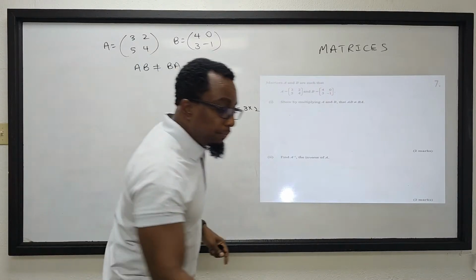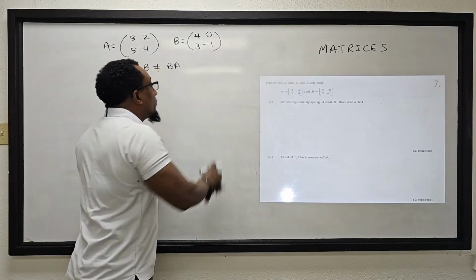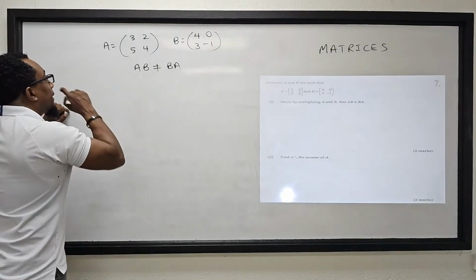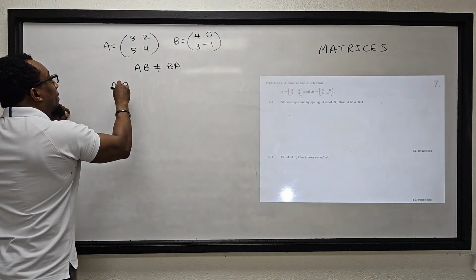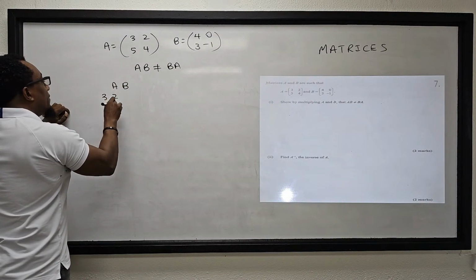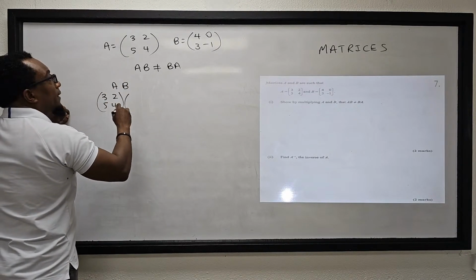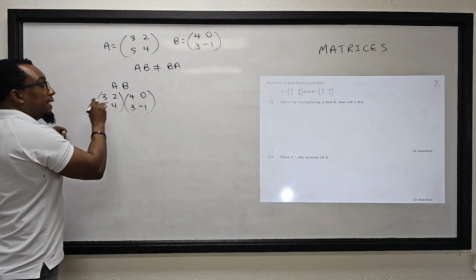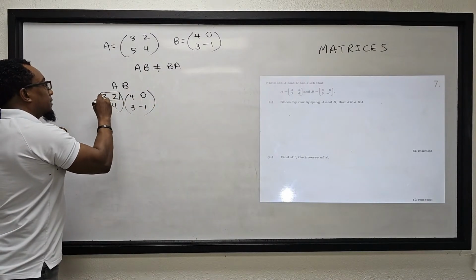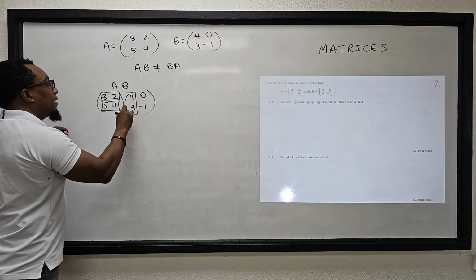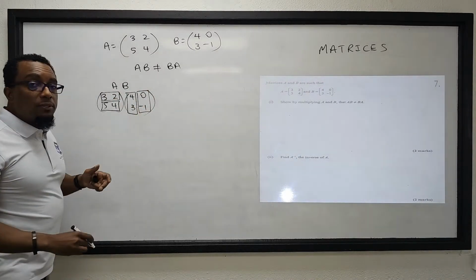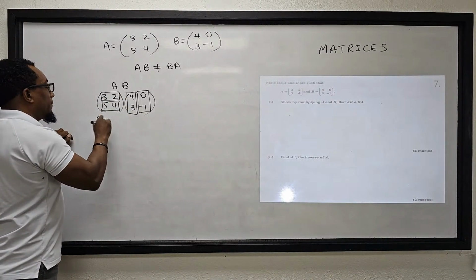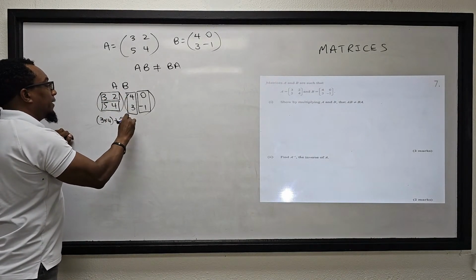And let's prove that. Let's prove when we multiply A by B is not equal to B by A. Straightforward. A by B is 3, 2, 5, 4 times B, which is 4, 0, 3, negative 1. So let's multiply. Remember they are compatible, rows by columns. Both are 2 by 2 matrices, so they are compatible. First row, first column, 3 by 4 plus 2 by 3.